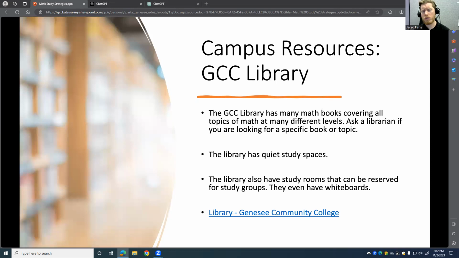They also have textbooks for the math classes. So if you don't have a textbook yet, and you need a part of the textbook, they have textbooks that you can check out at the circulation desk and use in the library and then bring it back to them. So that resource is there as well. And again, a link to the library website.